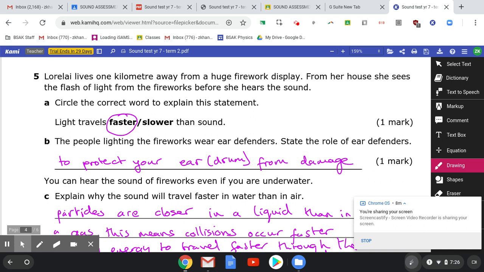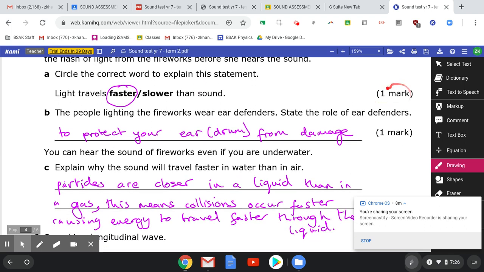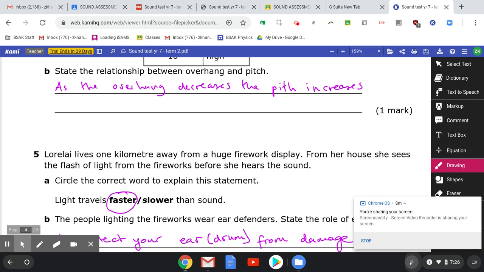Question 5. Light, as we discussed in lesson, travels faster than sound. So we need to circle faster. That picks you up 1 mark. Okay.